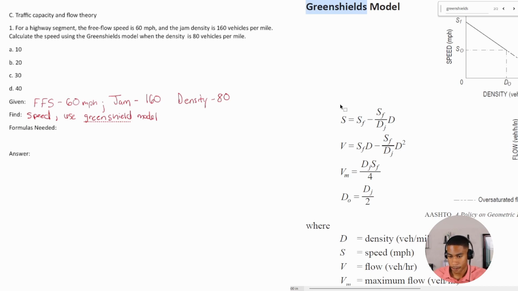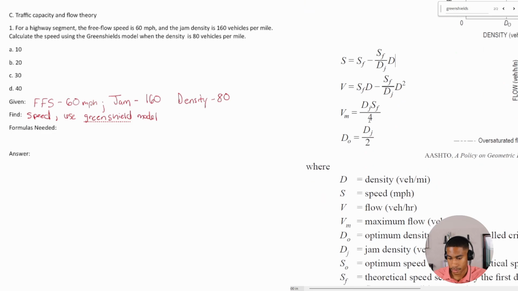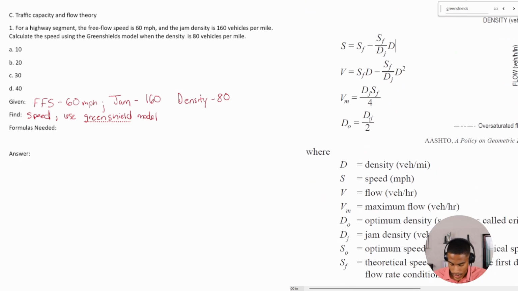So now we just want to check to see if we have the variables that we need so that we can find the value that we need, right? What is SF? The theoretical speed or free flow speed, right? We have SF, that is our 60. And then DJ stands for jam density. We have that. And what about our other variable, which is D, the regular density in vehicles per mile? So we have everything that we need to solve this. Let's go ahead and solve it out.